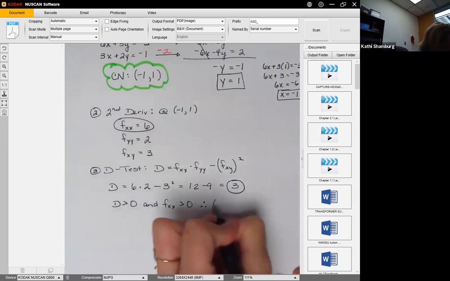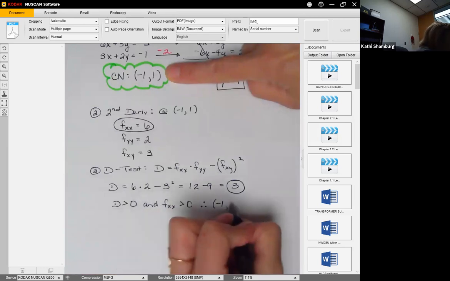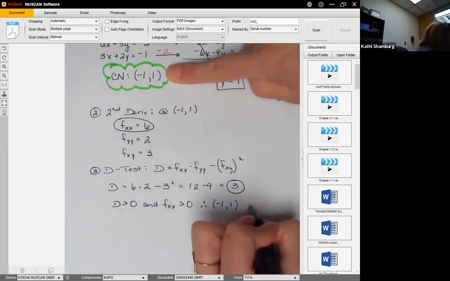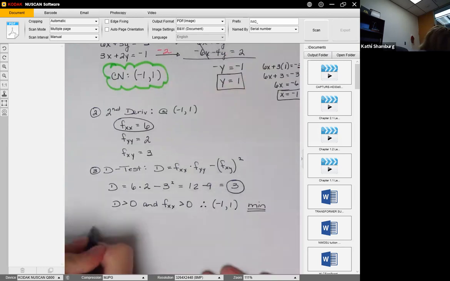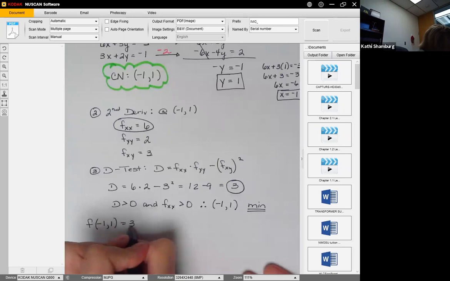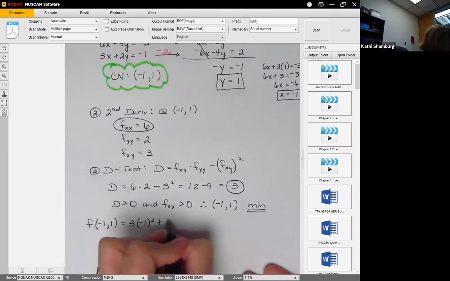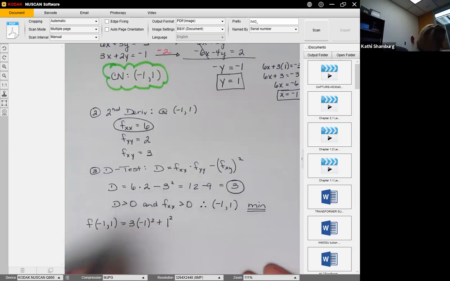Therefore, at the critical number (-1, 1), we have a minimum. So we are going to take the original function at the critical number (-1, 1) and find out what that minimum is. So I would have 3 times -1 squared plus 1 squared.